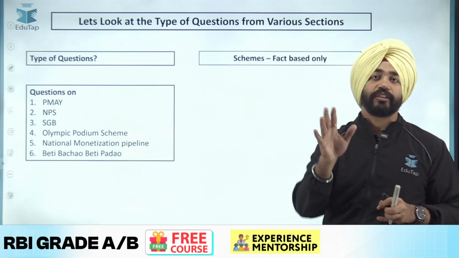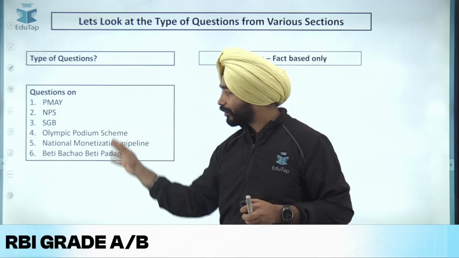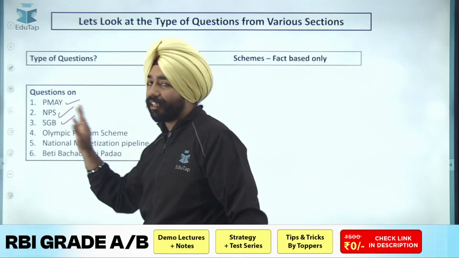Schemes questions are quite factual in nature. They are straight fact-based questions. But if you look at the number of questions being asked, you can see here Awas Yojana, National Pension System, Sovereign Gold Bond. Three schemes we were expecting.